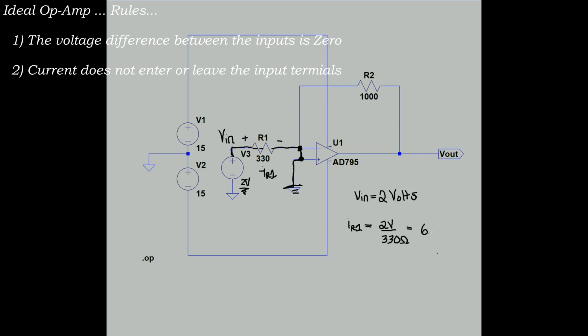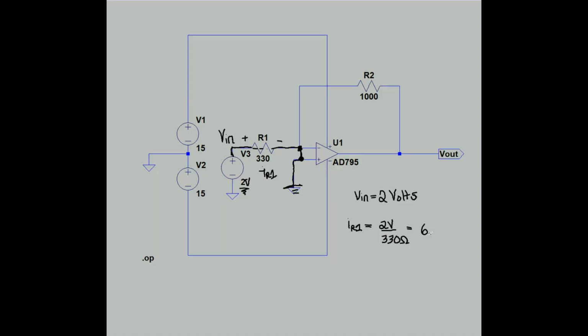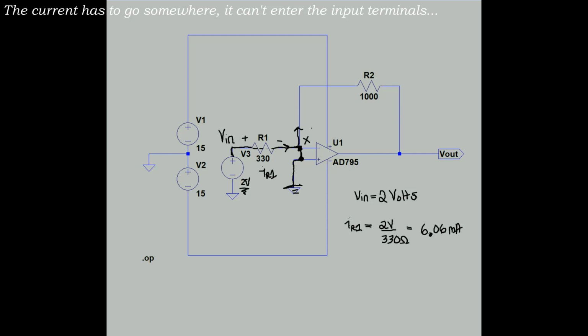Remember, this is an ideal op amp. So ideally, the current is not going to go anywhere else. It's certainly not going to go into the op amp of this ideal op amp. It's going to go up and around R2, in this manner.